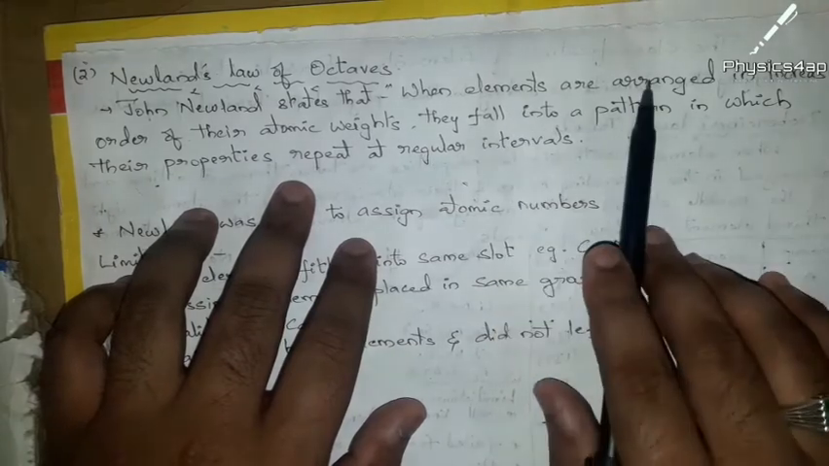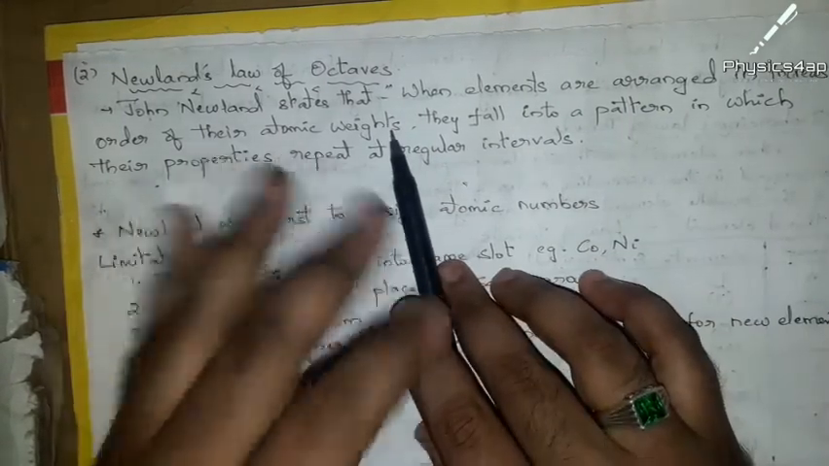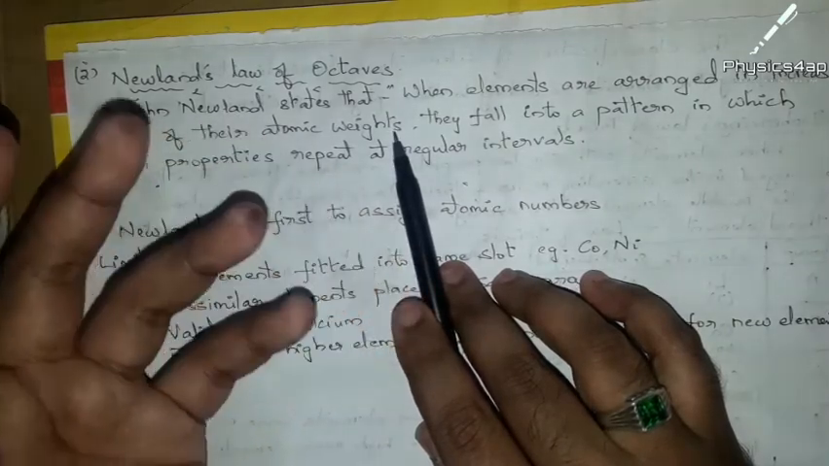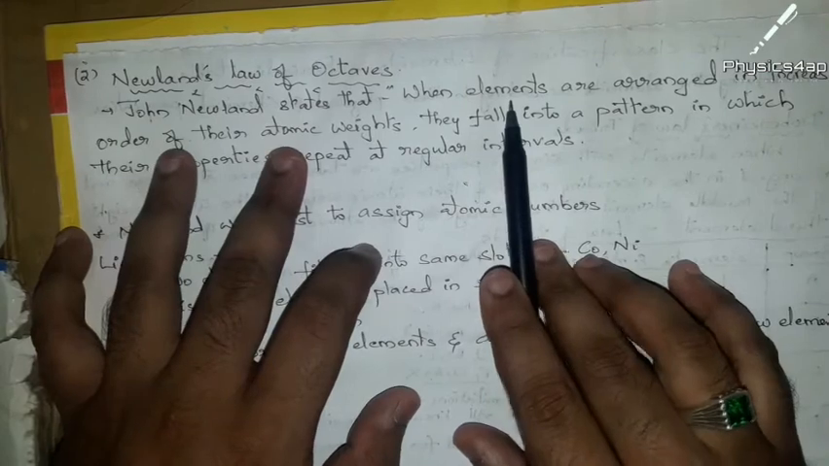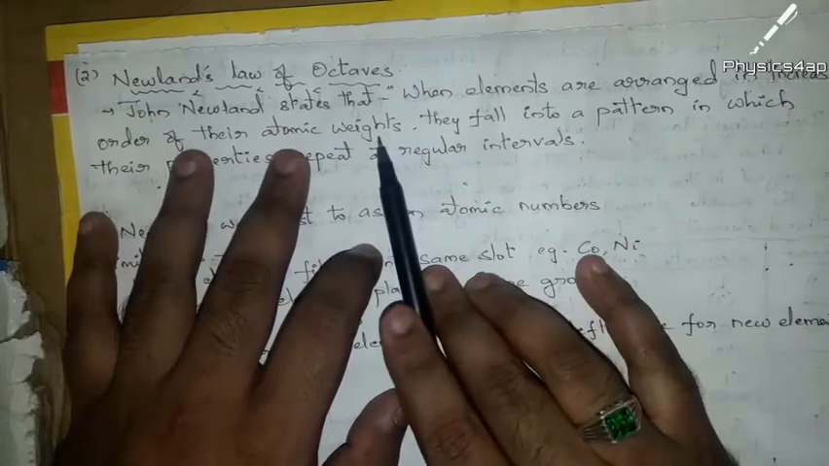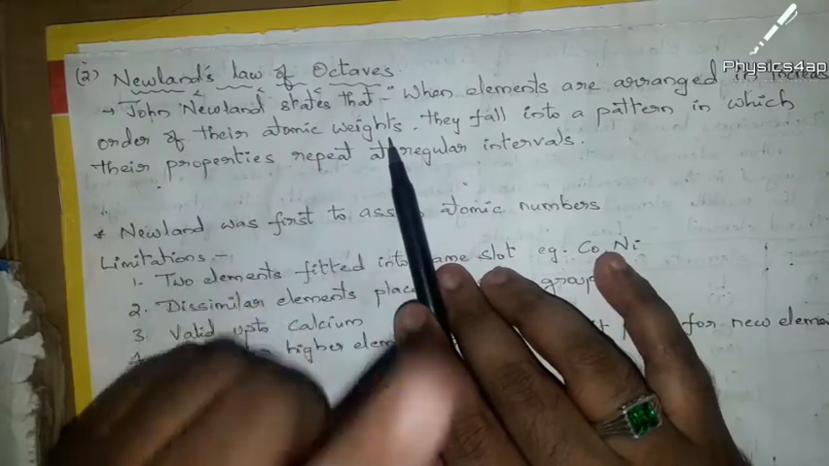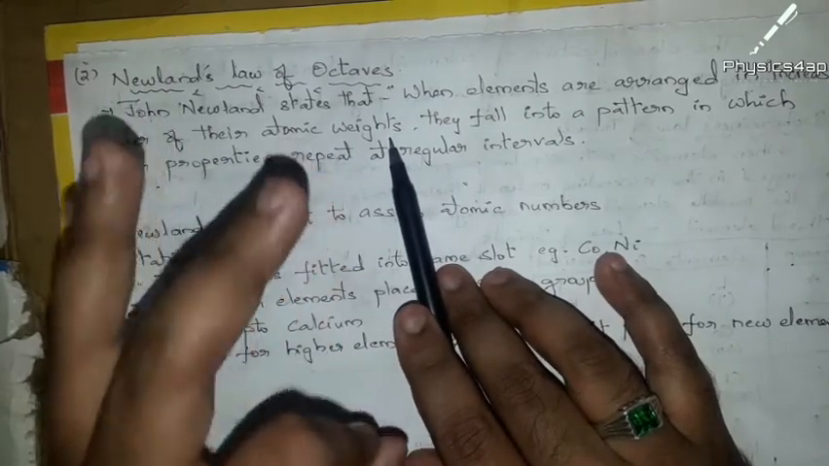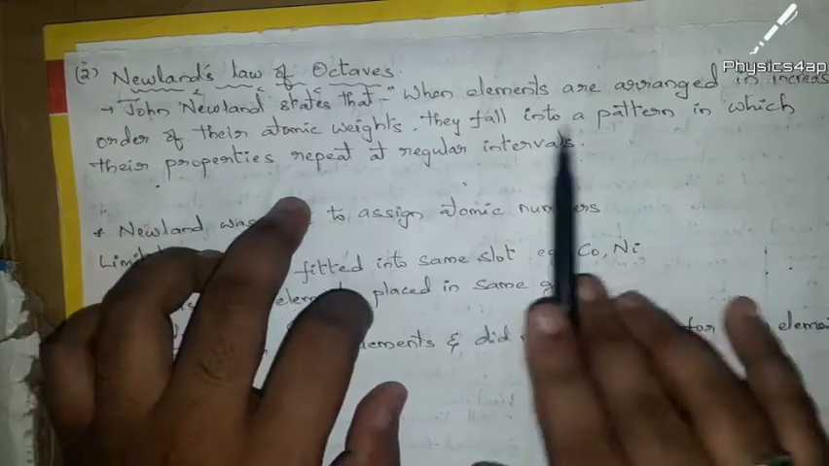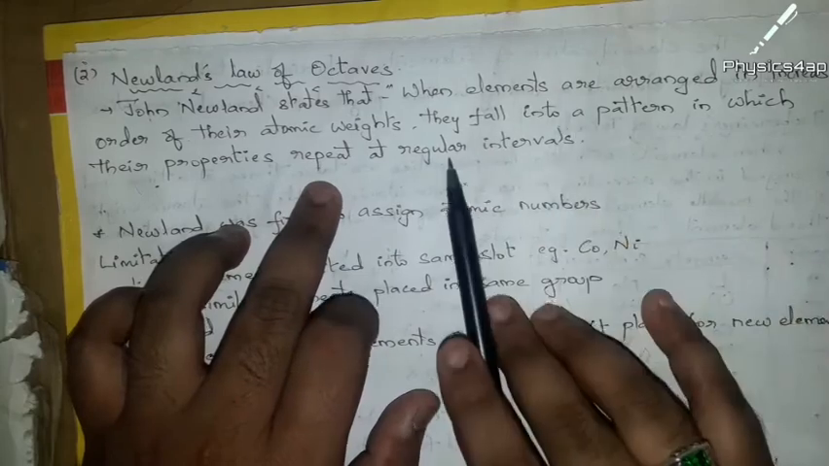So the elements are being arranged according to the increasing order of their atomic weights. The same as what Doberneir has done. Newland also has done the same, that the elements are being arranged according to the increasing order of their atomic weights. But in Doberneir's case, he had taken 3 elements at a time. But here he has taken a certain pattern, and that pattern repeats at intervals.